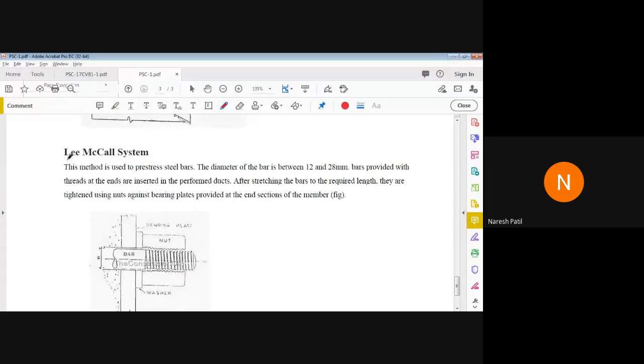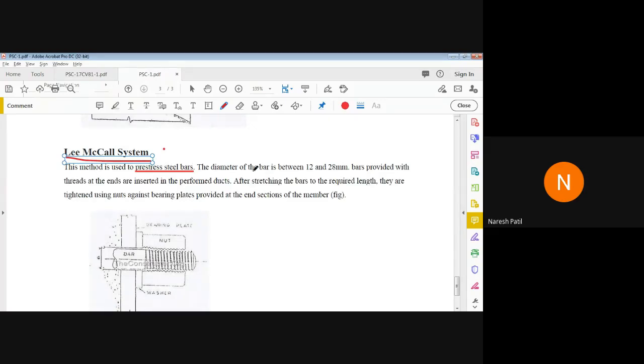Then we have the Lee-McCall system. This system is used for pre-stressed steel bars. The first three methods that I discussed were used to stretch the cable, but this one is used to stretch the steel bars, or to pre-stress steel bars.